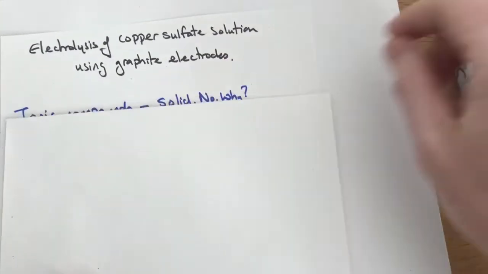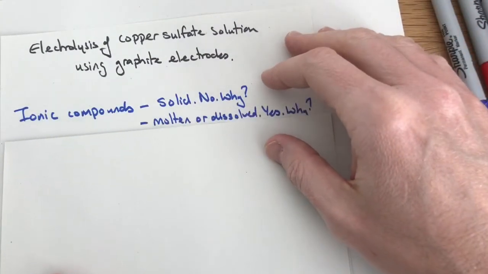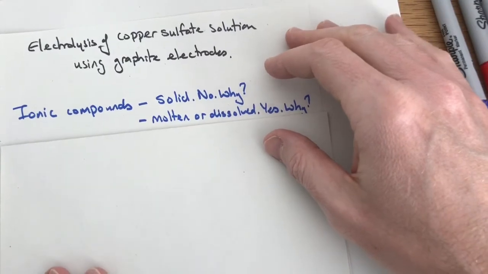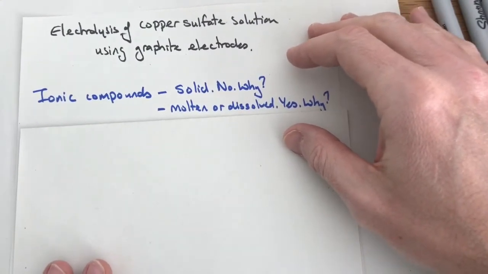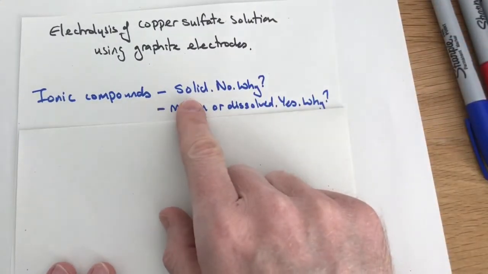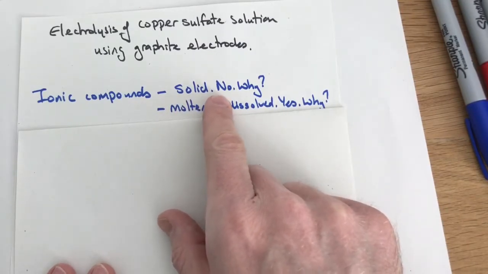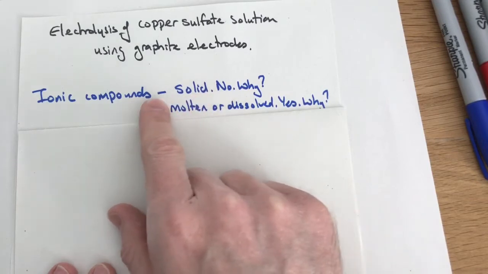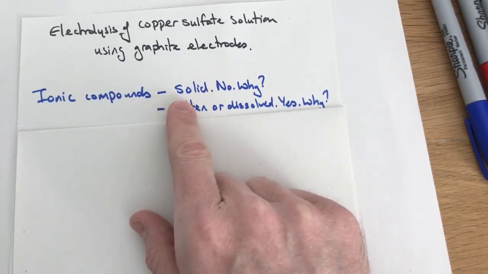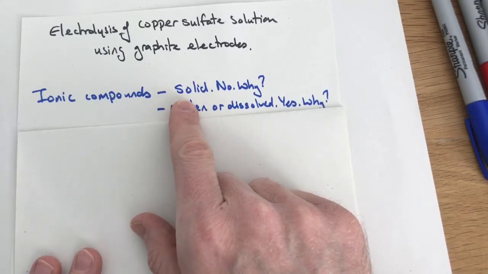Before we get into this, let's just remind ourselves of a couple of key things. First of all, ionic compounds, when they are solid, do not conduct electricity. Why not? Hopefully you're remembering that ionic compounds have an ionic lattice, and therefore the ions are held in place and not free to move, and this means that they will not conduct electricity.